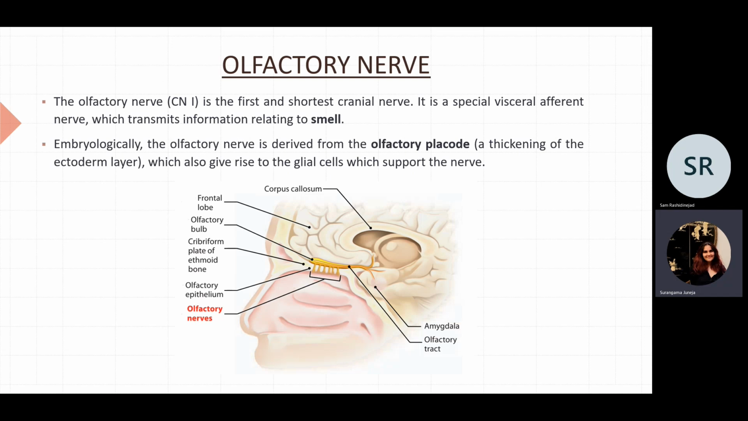Then we have the next slide where we're talking essentially about the olfactory nerve. Sam spoke a lot about the pathway of it. You need to know the pathway with perfection, as well as the fact that it's the shortest cranial nerve and it's derived from the olfactory placode, which becomes relevant for anatomy and histology.